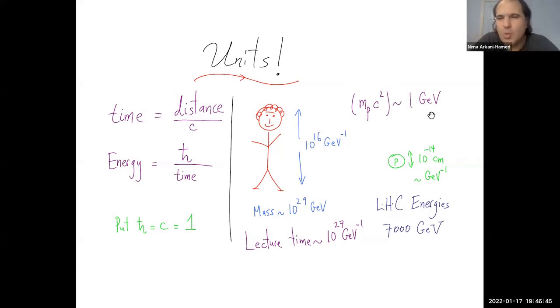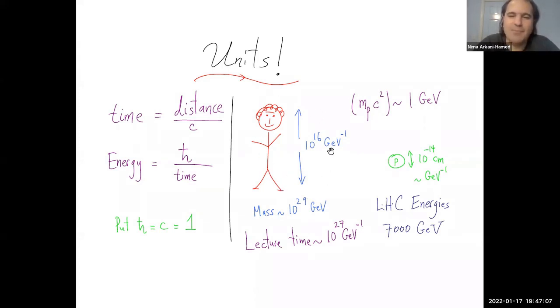It turns out to be very close to 1 giga electron volt. If it was up to me, I would just define the giga electron volt to be the mass of the proton. But then in these units, the size of the proton, which is around 10 to the minus 14 centimeters, would be 1 over a giga electron volt. And now we could talk about more familiar things in these units.